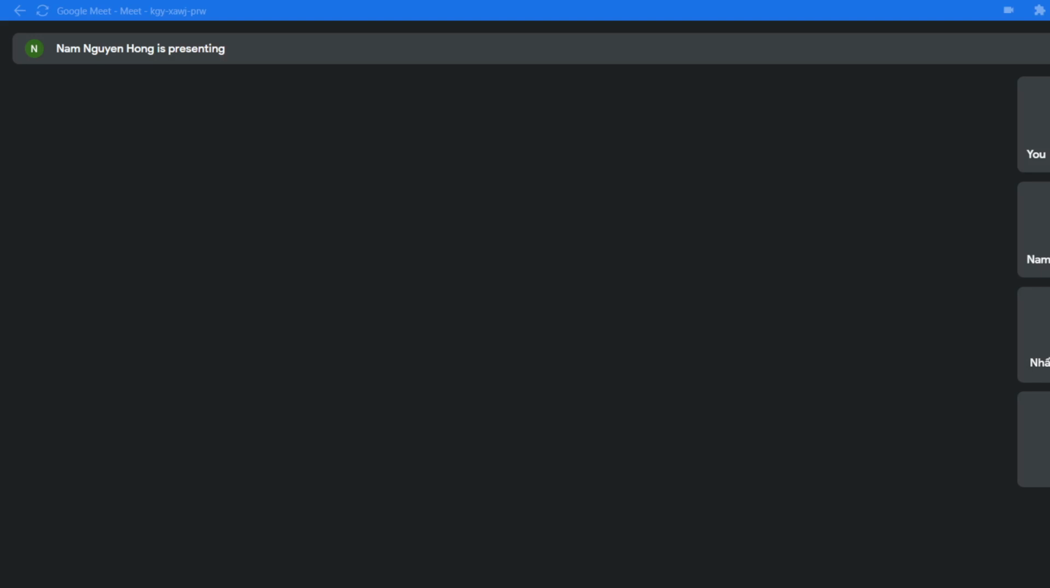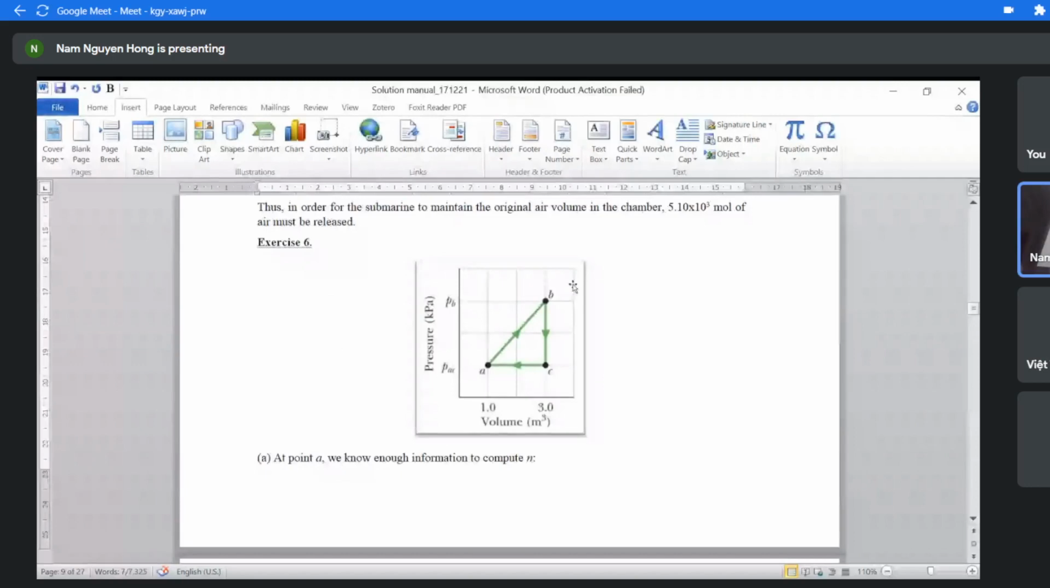Now the question 6. We have a closed cycle, if you remember, with the pressure and volume. This is a PV diagram, right? A closed cycle. And what we want to study is the characteristics of each process, AB, BC, CA. And here we use N moles of the gas sample.